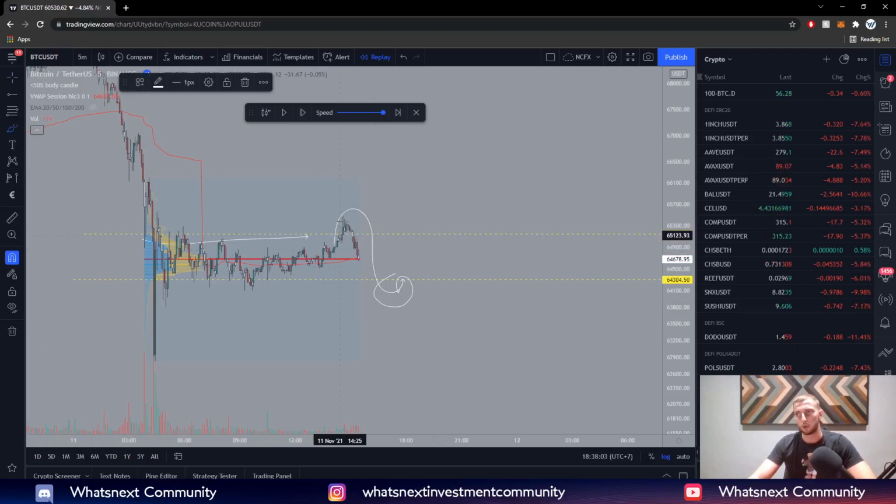I want to generally short the value area high, buy at the value area low, or at least use these tools to my advantage when I start to make my decisions in the market.